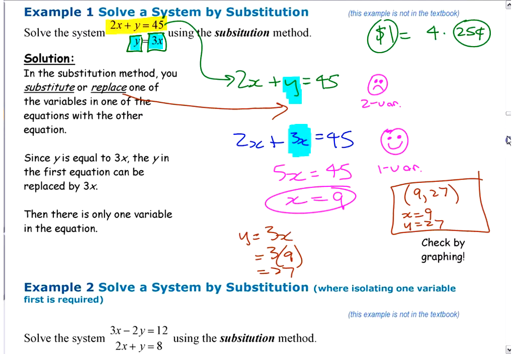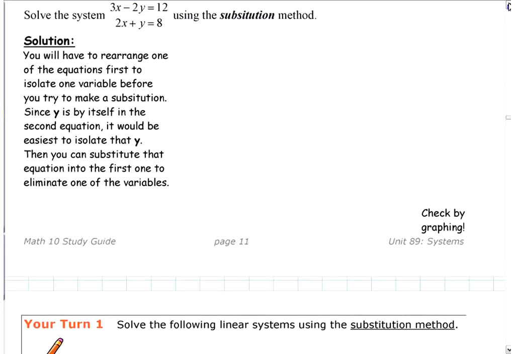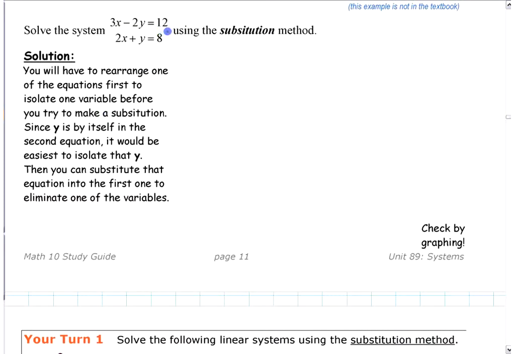Most people are okay with that one, but the second one here, I think, is one where people are not okay. One of these isn't given y equals or x equals, so you have to change it. This one's the easier one to isolate because it has the y all by itself. So your first step is isolate one of the variables in one equation, right? Isolate x or y in one equation.